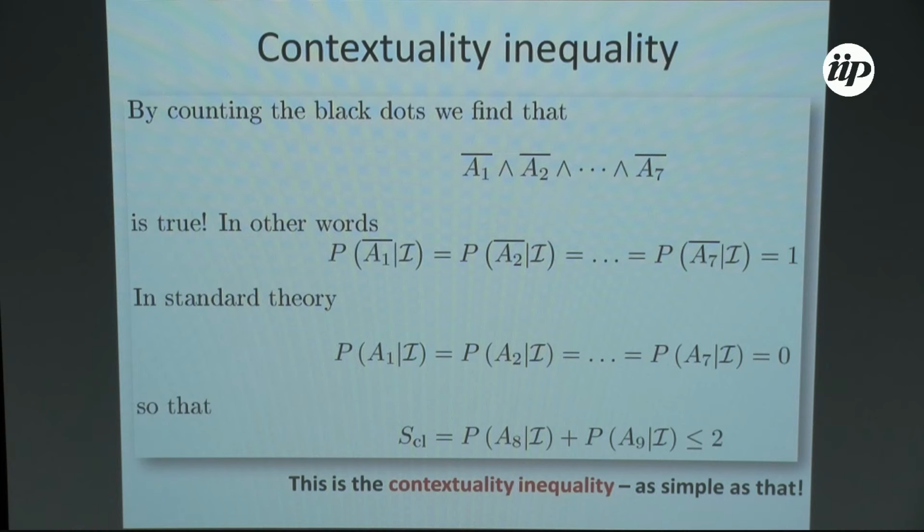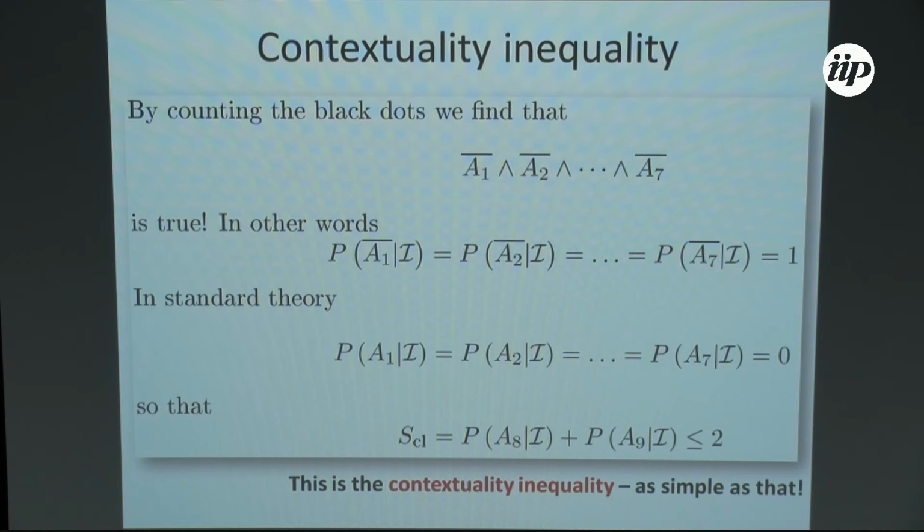And what does it mean? This means that the negation of these 7 is true. Simply, it's true, and that's all. We can't play with that, but we can see what it implies. Of course, it implies that the probability of each negation is equal to 1. That's true. But now comes the new thing. When we are still in the standard theory, we already fixed 7 probabilities to be equal to 0. There is no other choice.